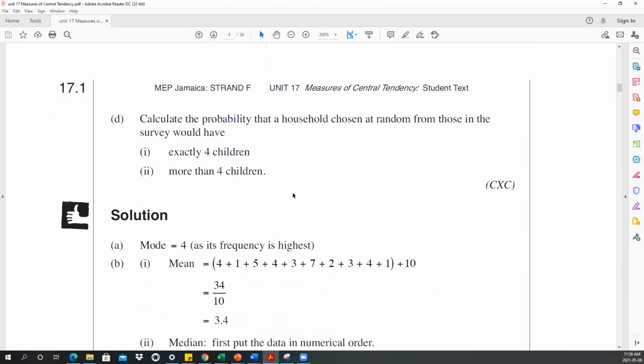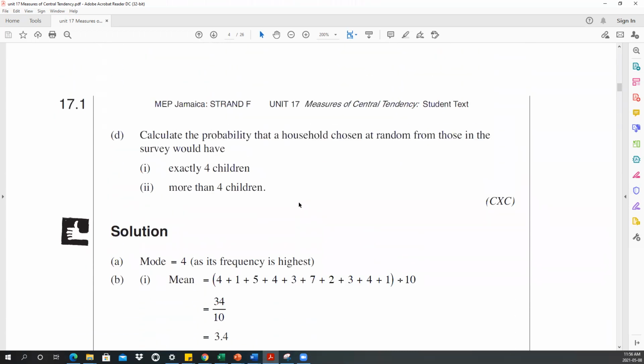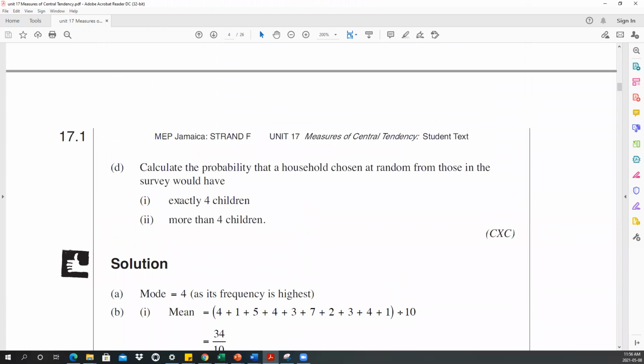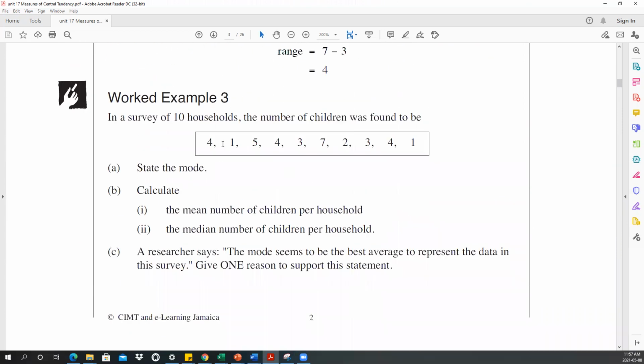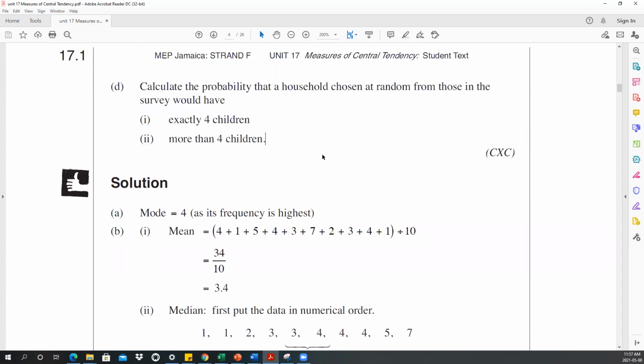Now, the next piece, if you understand that piece, then hopefully you understand this first piece. This part that says more than four, if you look here, more than four, 5 and 7 are the numbers that are more than four in this set. So it's only two numbers more than four. That means you have two chances out of 10 to pick a number that is greater than 4. And that is basically what they're saying here.